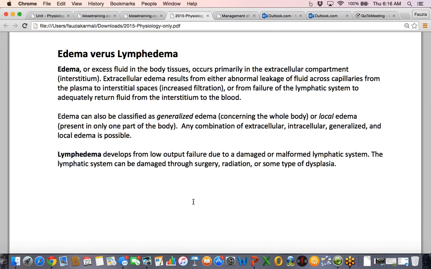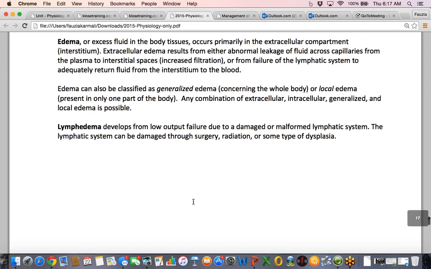So finally, we talked about this last time, and I'll just go over it very briefly. There is a difference between edema and lymphedema. Edema occurs primarily in the extracellular compartment, and it can be postoperative. Usually it resolves once the injury or the problem resolves, and there's the same increased filtration from the tissues, but generally it's bilateral. It concerns the whole body. It could be in one part of the body if there is trauma, but usually it concerns the whole body or is bilateral. So you can see this from congestive heart failure. You'll see both legs affected.